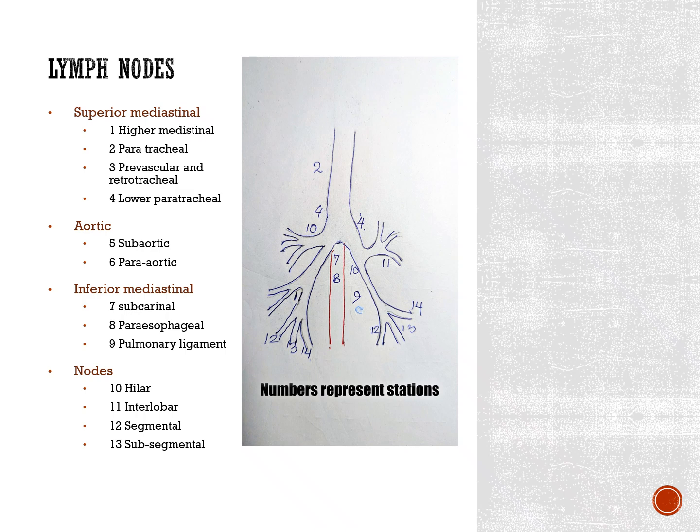So mainly the lymph nodes are divided into superior mediastinal, which includes levels 1, 2, 3, and 4. Level 4 is one of the common lymph nodes that is sampled and submitted for examination. The aortic nodes are level 5 and level 6, and then inferior mediastinal 7, 8, and 9. Level 7 again is a common lymph node that is sampled. And then the pulmonary nodes, which are 10 hilar, 11 interlobar, 12 segmental, and 13 subsegmental.